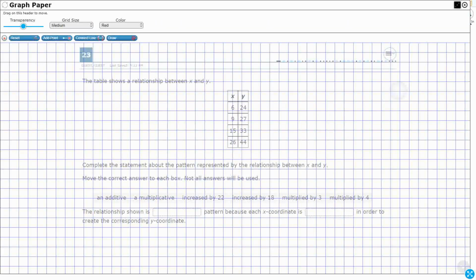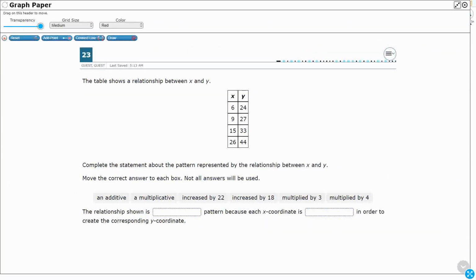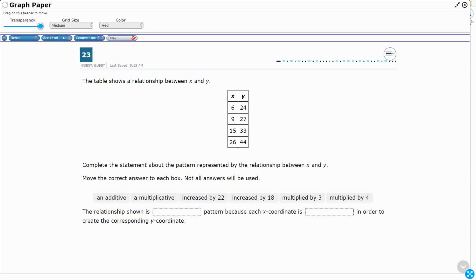All right, so let's open up our graph draw here. What do we got looking here? We've got an X and a Y. Just a basic table. So something is happening to X. It's turning from 6 to 24, from 9 to 27, from 15 to 33, from 26 to 44. All right, so X is increasing.